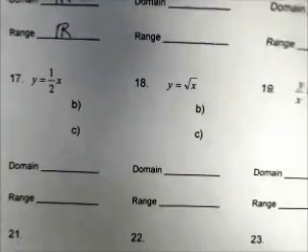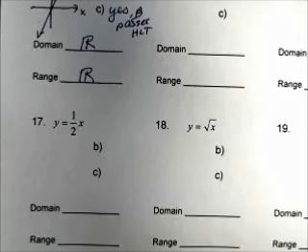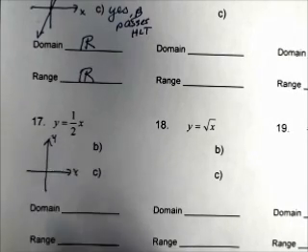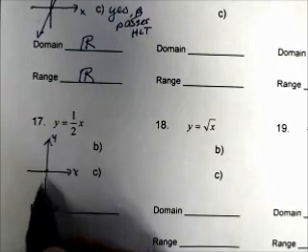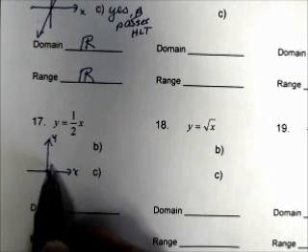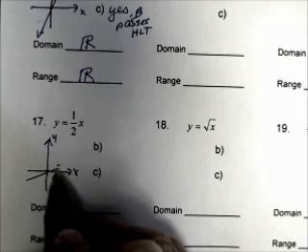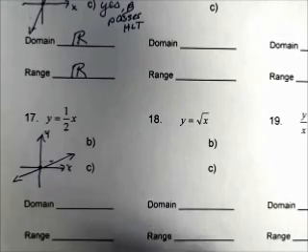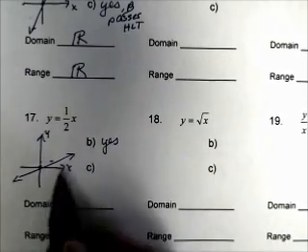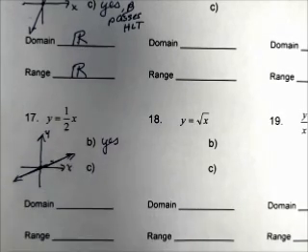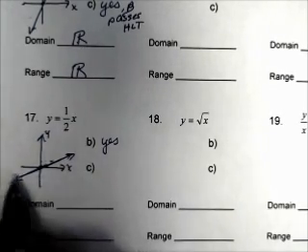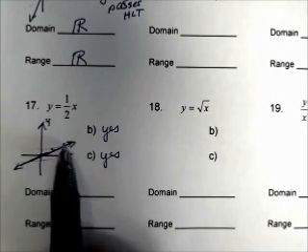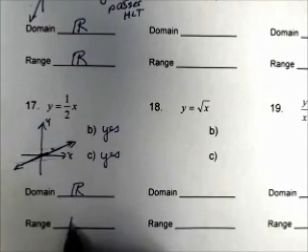Next, number 17, y equals 1/2 x. Well, that's y equals mx plus b form, so I know what that graph is going to look like. The y-intercept is 0. It'll have a slope of 1/2, so I go up 1 over 2, up 1 over 2. It would look something like this. Is it a direct variation? Yes, it's a line that passes through the origin. Is it one-to-one? Yes, it passes the horizontal line test. The domain, all real numbers. And the range, all real numbers.